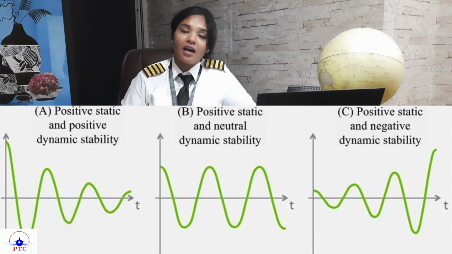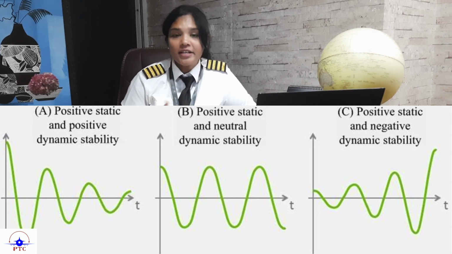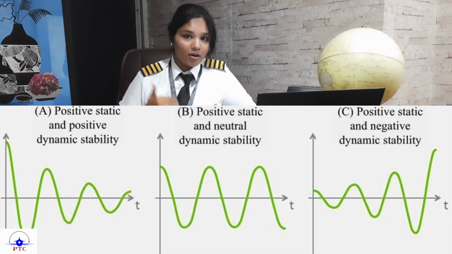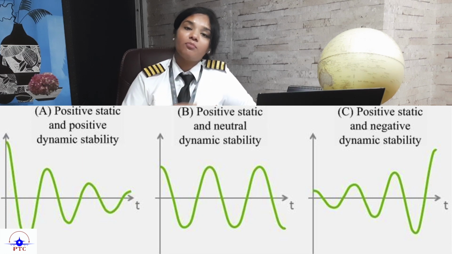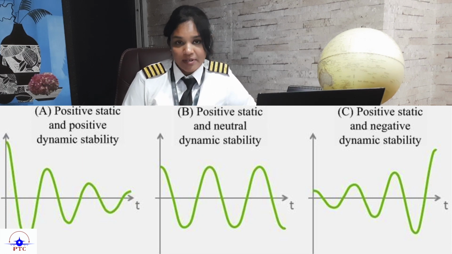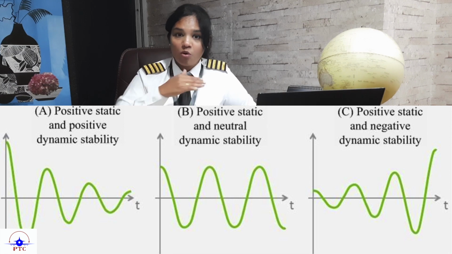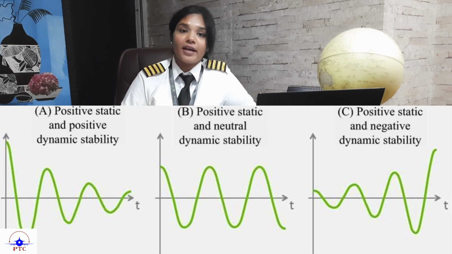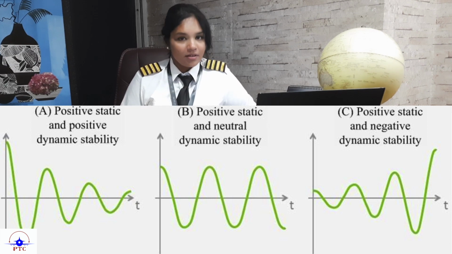Next we have neutral dynamic stability, where the amplitude is neither increasing nor decreasing, so it's oscillating about a given point. This is called neutral dynamic stability. And negative dynamic stability is when, over a period of time, the movement or oscillations get worse. So you have understood what stability is, what static and dynamic stability are, and the different types: stability, neutral stability and instability, for both static and dynamic.